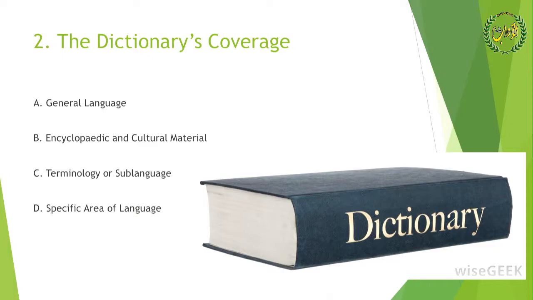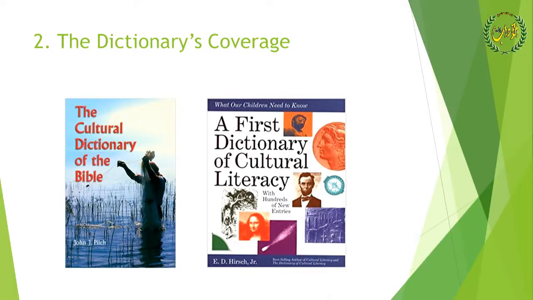A dictionary of general language is a dictionary that consists of words that are commonly used in the language, while an encyclopedic and cultural material dictionary is a dictionary that consists of information that is related to a certain culture. For example, the culture of the Bible, the culture of the United States, or the culture of a certain community.